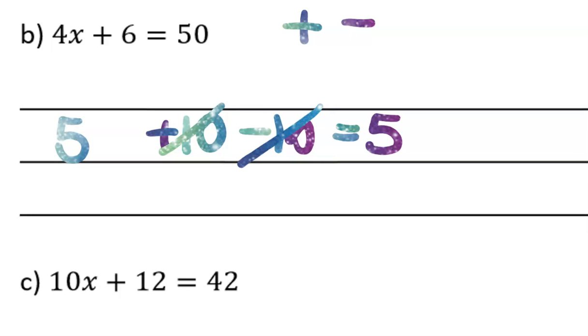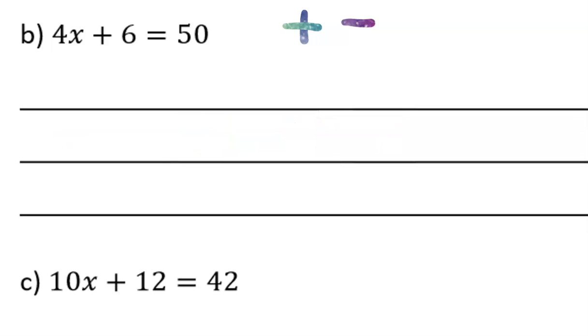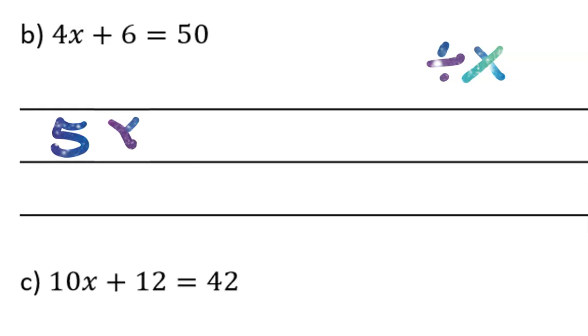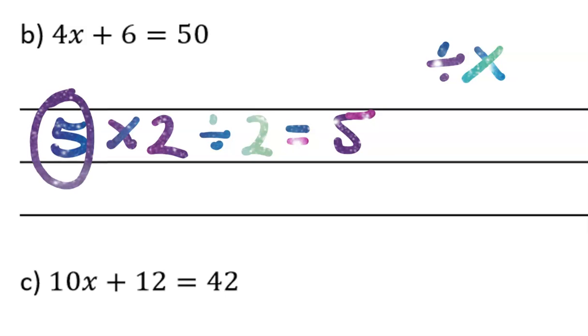Okay, same with dividing and timesing. They're opposites as well. So divide and times, they're opposites. So if I take the number 5 and I times it by 2, I get 10. And then I divide by 2. 10 divided by 2 is 5. I'm back to the number 5 that I started with. Okay, so you'll see that these two things here actually cancel each other out.